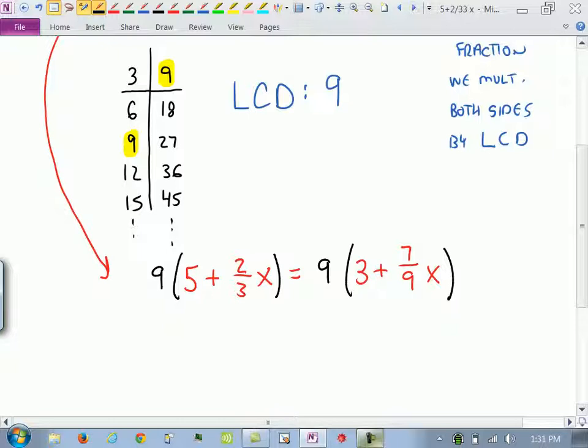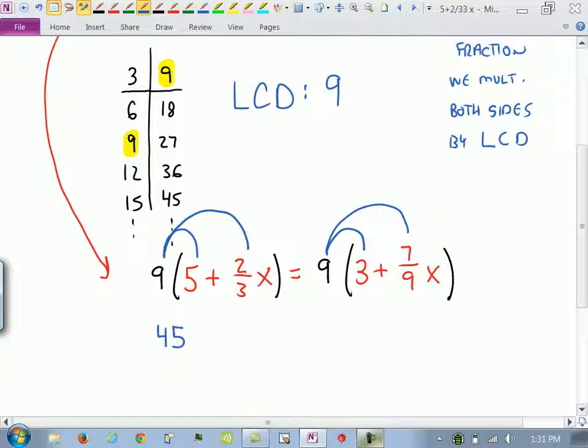If you forget the parentheses, then you'll probably forget to distribute, and then things are going to be wrong. Are you all ready to distribute? Questions? I'm going to multiply the 9 times the 5, and then the 9 times the 2/3 x. I'm going to go 9 times 3, and 9 times 7/9 x. So I have 4 multiplications to do here. What's 9 times 5? 45.